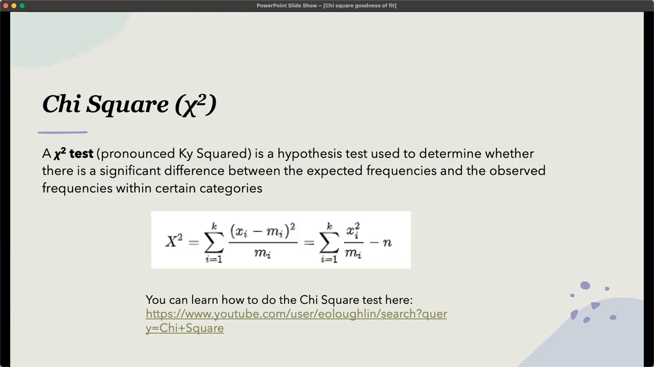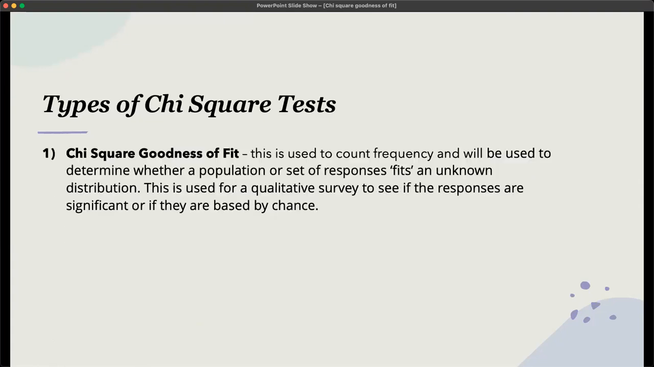But the chi-square, again, is a hypothesis test used to determine whether there is a significant difference between the expected frequencies and the observed frequencies within certain categories. And there are two types. So the first, which we are looking at in this video, is used to count frequency. This is the chi-square goodness of fit.